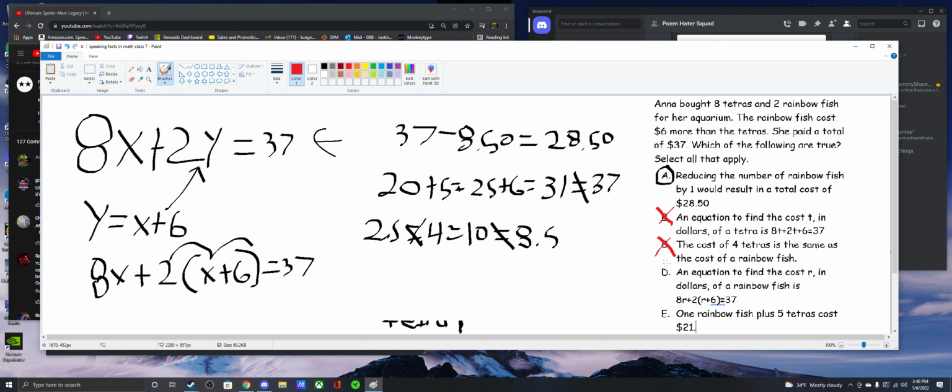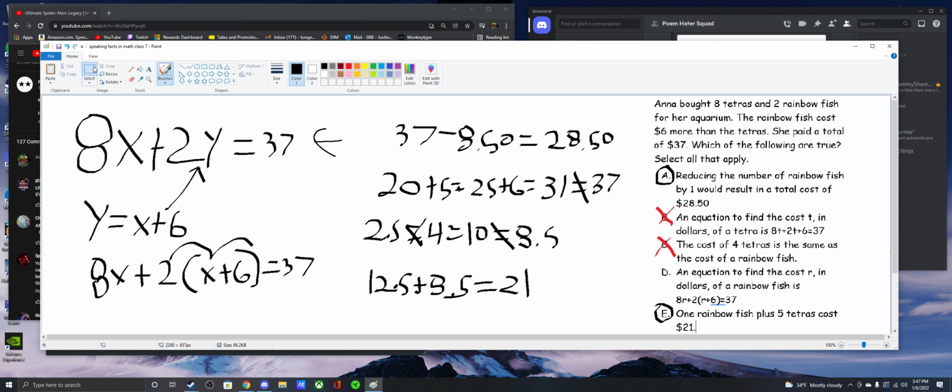I'm going to skip D for now, because it's a little long, and we'll do E next. Let me just get rid of this last part. Okay. 1 rainbow fish plus 5 tetra cost $21. You can see the math out. 5 times 2.5 is 12.5, plus 8.50. 12.5 plus 8.50 equals 21. So E would also work.